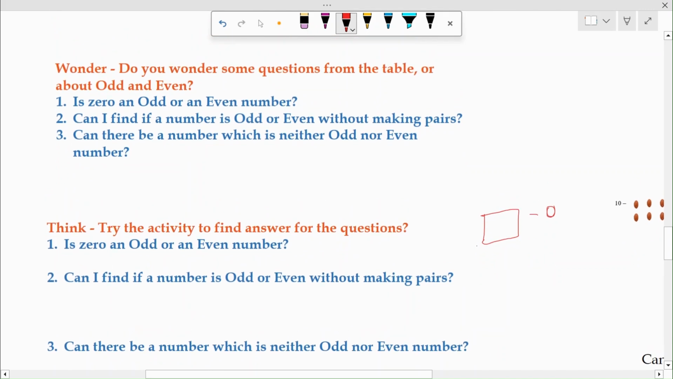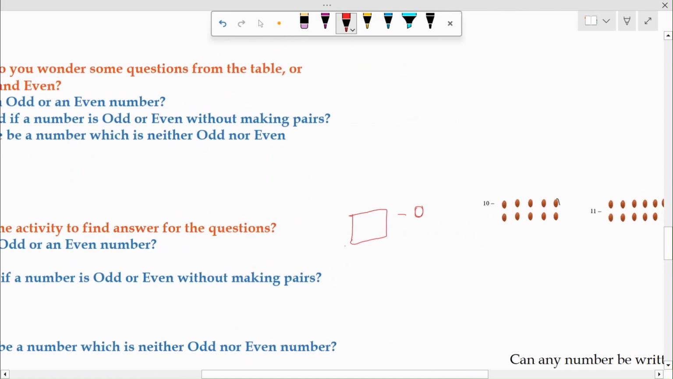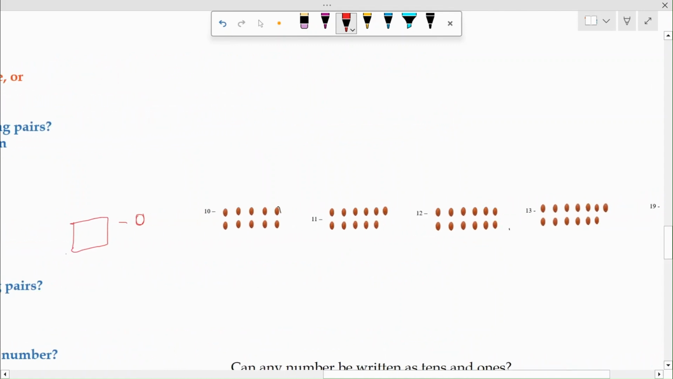Can I find if a number is odd or even without making pairs? Let's try doing this experiment with the nuts some more and figure out if we can see any pattern in it. As we already know, 10 has all the pairs, so it is an even number. And 11 has tens and then ones, so 10 plus 1. Does 11 have a pair? No, it is an odd number. So, how can we try writing this 10 plus 1? 10 is an even number, and 1 we already saw on the table, it's an odd number. So even plus odd, I'm getting an odd number.